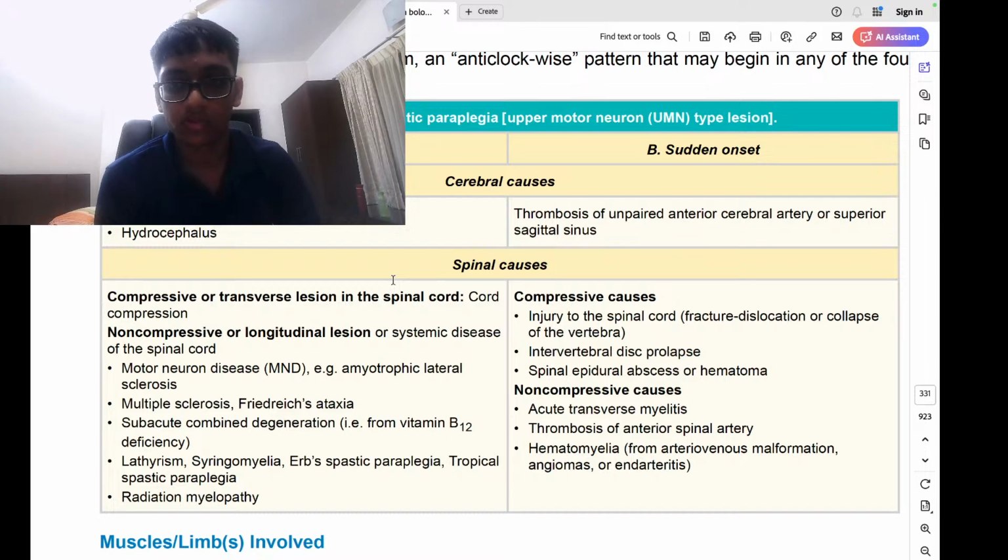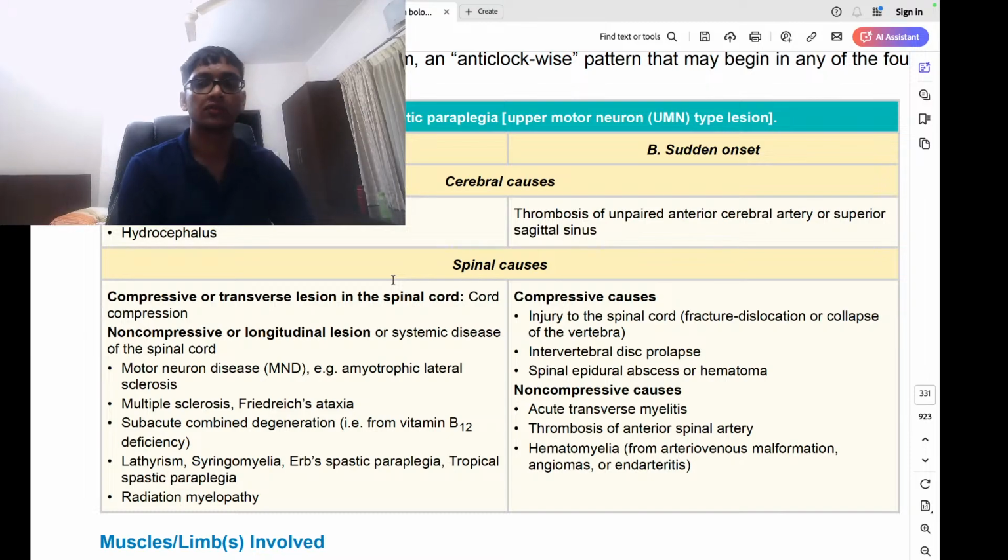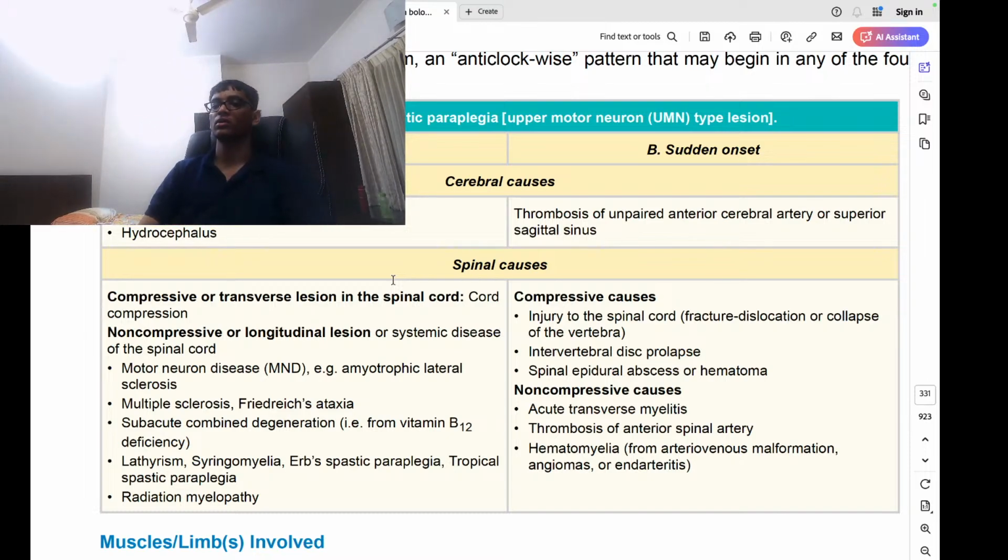Sudden onset causes of spinal upper motor neuron spastic paraplegia. Compressive causes include injury to the spinal cord, fracture dislocation or collapse of the vertebra, intervertebral disc prolapse, and spinal epidural abscess or hematoma. Non-compressive causes include acute transverse myelitis, thrombosis of the anterior spinal artery, and hematomyelia from arteriovenous malformation, hemangiomas or endarteritis.